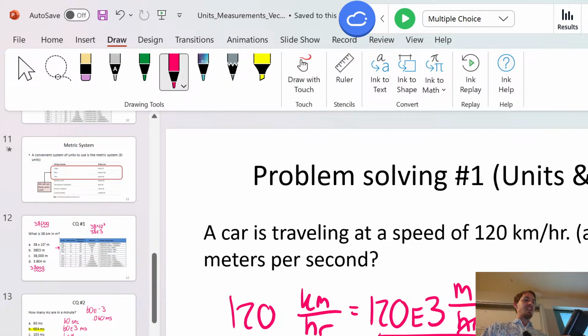Yeah, so 120 divided by 6, so it's going to be 120 by 60. It wasn't 20, it was 2.